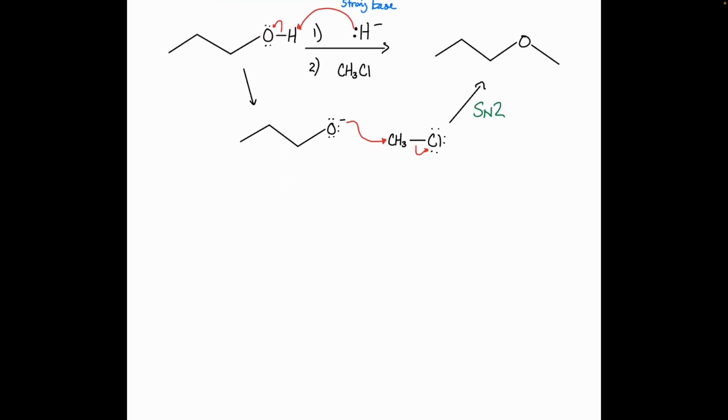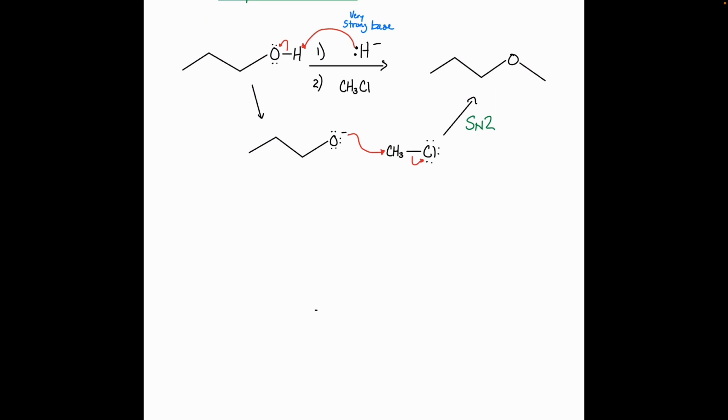I'm going to tell you that we're going to do a Williamson ether synthesis here to create this ether. I want to make this asymmetric ether here, so I want to know what alcohol and what alkyl halide I should be using. Everybody take a second and see if you can draw the alcohol and the alkyl halide that we would use to create this particular compound.